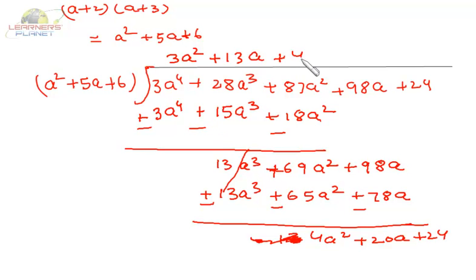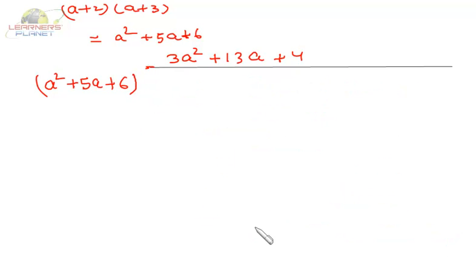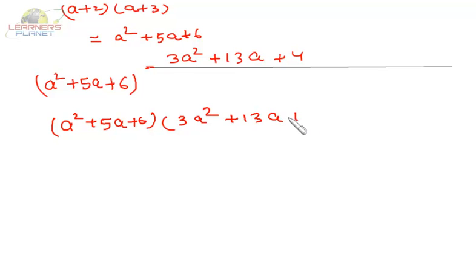Now if I multiply by 4, so 4a^2 + 20a + 24, the entire term will be cancelled and we will get 0. That means we have got a further quadratic polynomial as a factor of this biquadratic polynomial. Now we have two quadratic factors: this and 3a^2 + 13a + 4. Now a^2 + 5a + 6 can be further written as (a + 2)(a + 3).